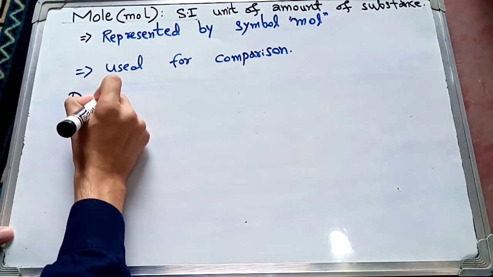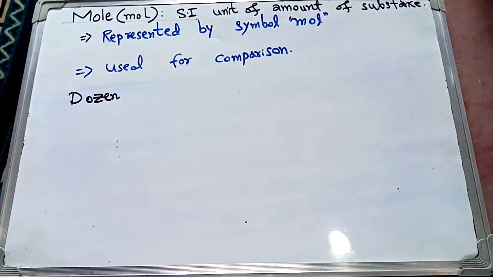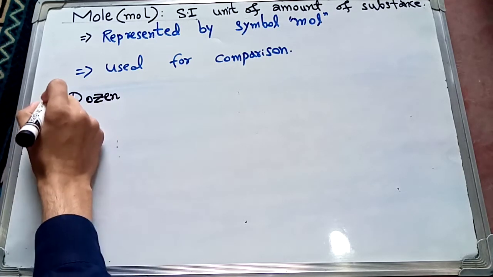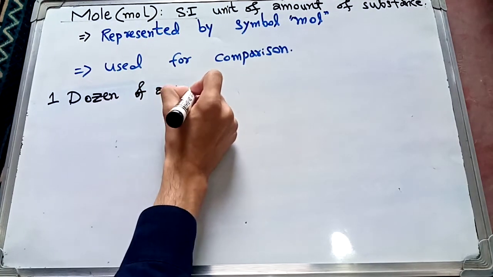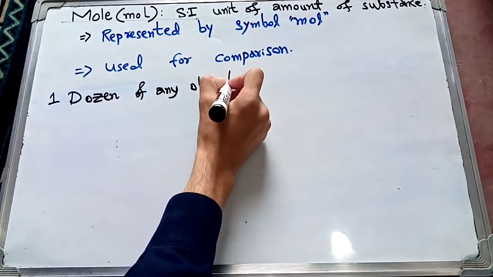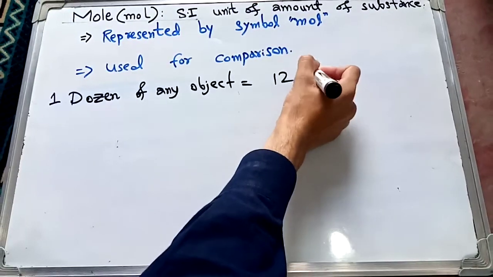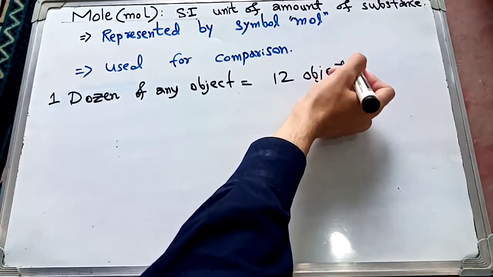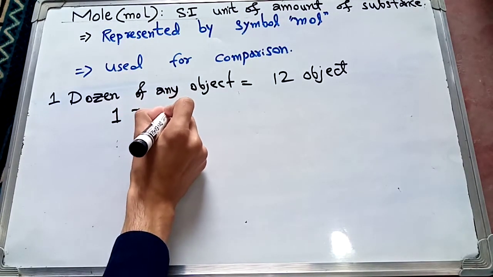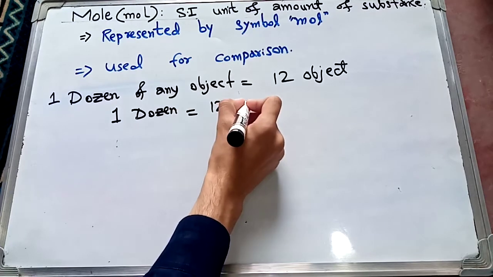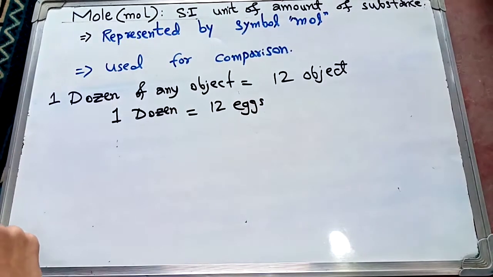We know that whenever you go to a shop and ask the shopkeeper to provide you 1 dozen eggs, in other words, you are asking him or her to provide you 12 eggs, okay? So 1 dozen of any object equals 12 objects, okay? For example, 1 dozen eggs are 12 eggs, okay?